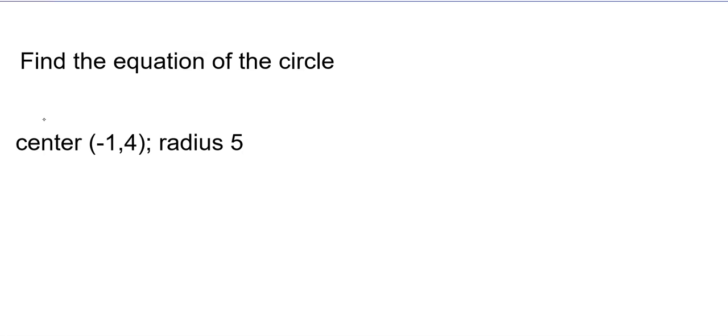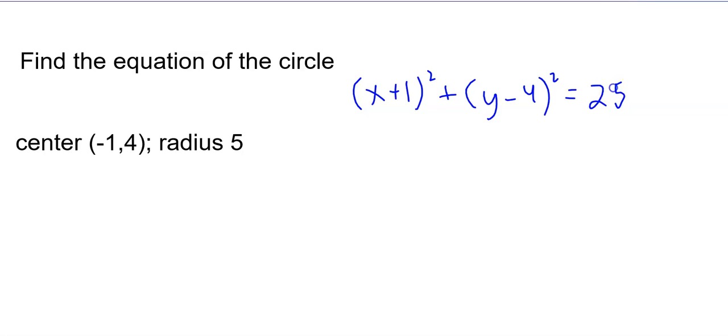Working backwards, plugging into the formula. That formula we just used would be x minus h, which is negative 1, so x plus 1, plus y minus k, which is 4, equals r squared, which is 25. So it's not bad. Again, you're just plugging into that formula we just derived a minute ago.